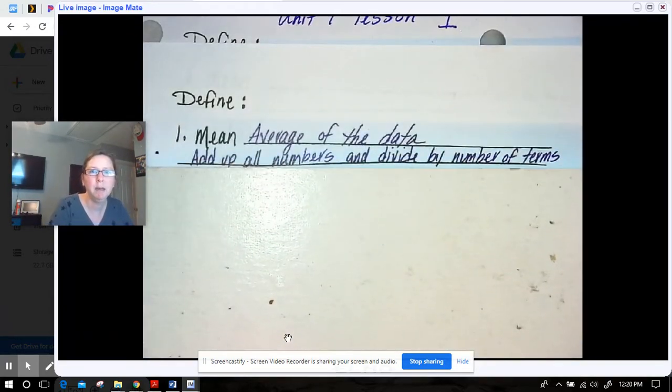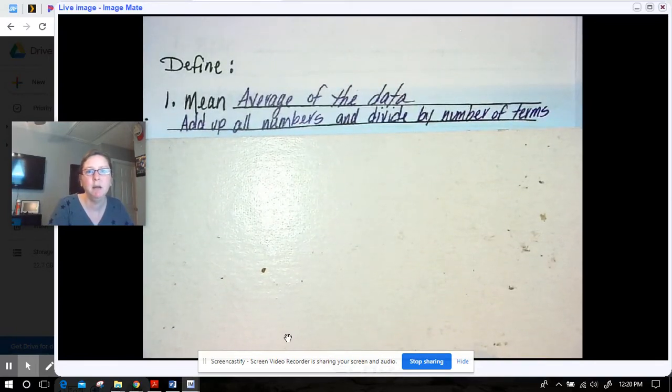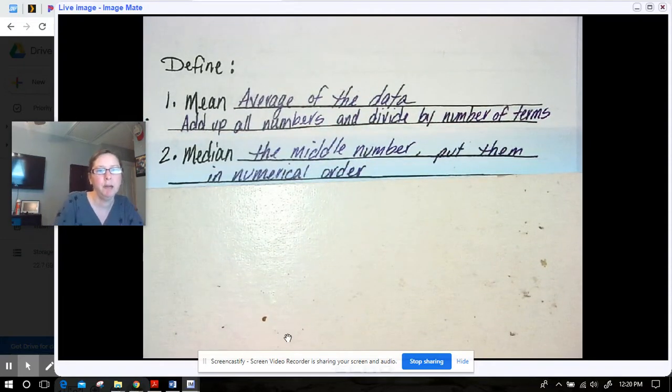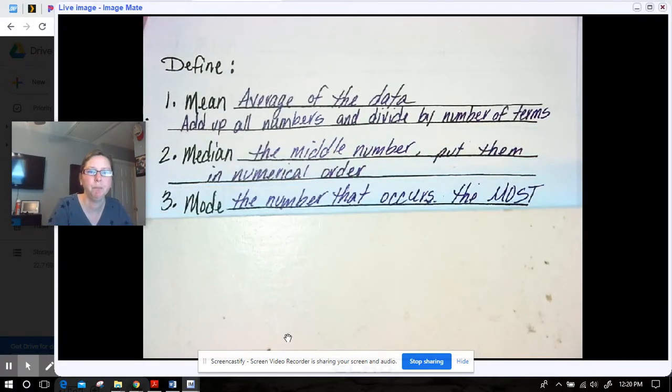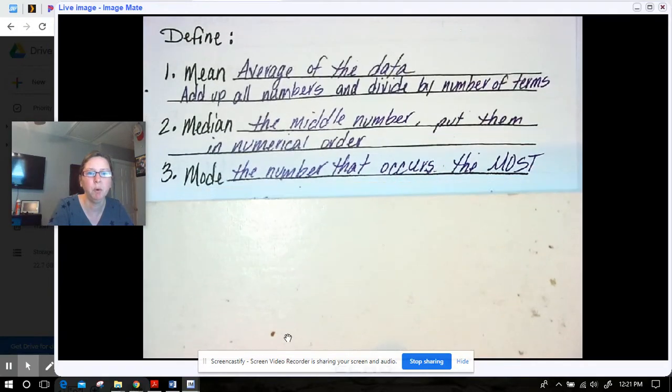So the mean is the average of the data. So what we're going to do is add up all the numbers and divide by how many numbers there are. The median is the middle number. To identify this middle number, we need to take our whole list of data and put them in order from smallest to largest. The mode is the number that occurs the most. Hopefully you remember these three words.